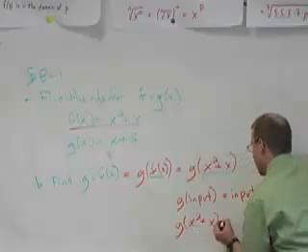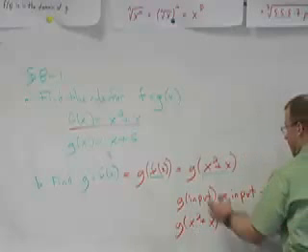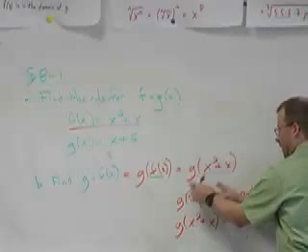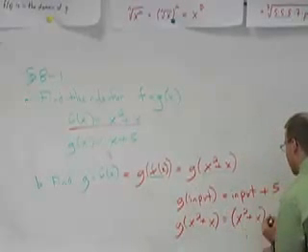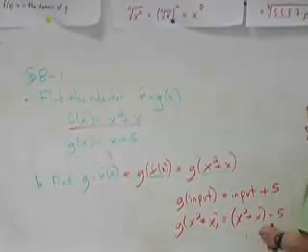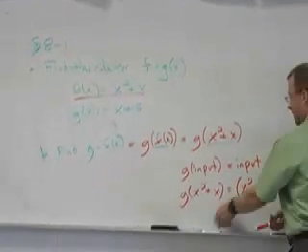Am I writing too low for you, Max, or no? No, good. Okay. Everywhere I see input, I'm going to write x squared plus x. So that becomes x squared plus x plus 5. That is the answer to that composition of functions problem.